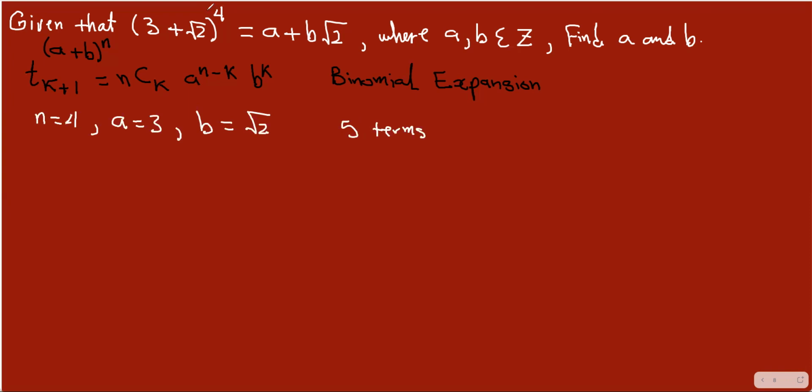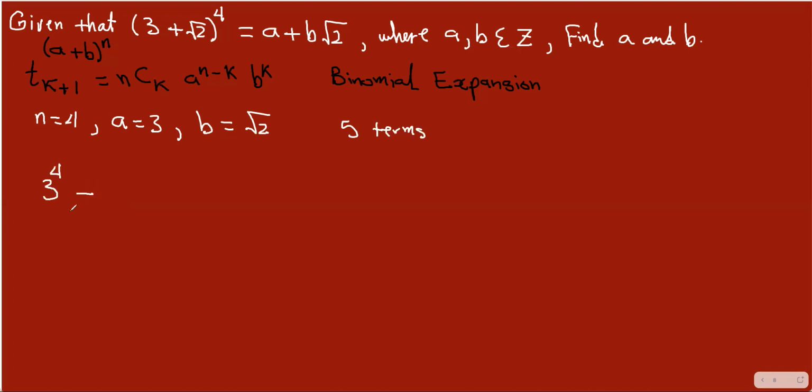If n is 8, you're going to get 9 terms. If n is 2, you remember if you write this twice and FOIL it, you're going to get 3 terms. So the number of terms that you're going to get from an expansion is 1 more than n. Now, let's use this formula to find all the 5 terms. One thing though, the first term you could just get away by going 3 to the power of 4. That's your first term right here.